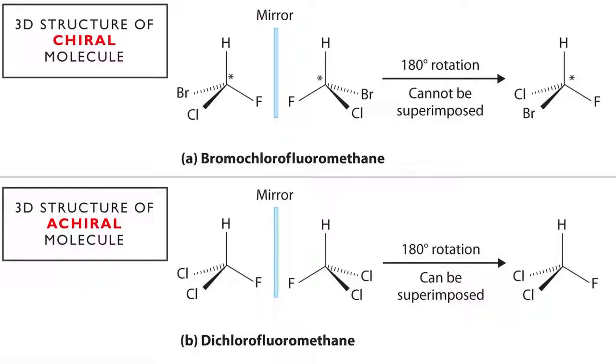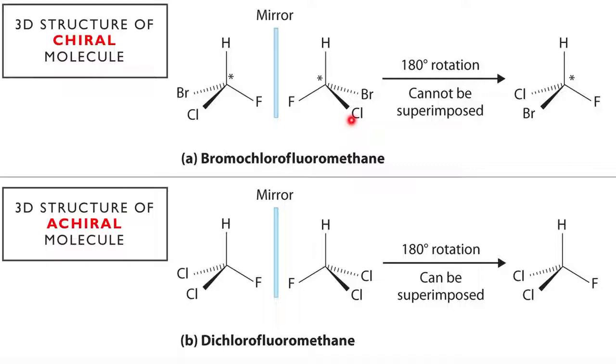Okay, so here you have your 3D structure of a chiral molecule and an achiral molecule. So let's look apa beza dia. Okay, beza dia for this one, bromochlorofluoromethane. Basically, you have bromine, chlorine, fluorine and hydrogen attached to this carbon. So okay, it has four different substituents. Itu dah menunjukkan yang dia chiral. So let's look whether it can be superimposed or not. So kalau chiral molecule, it cannot be superimposed. Okay, maksudnya dia enantiomers. Okay, so when you reflect the molecule, you will get this view.